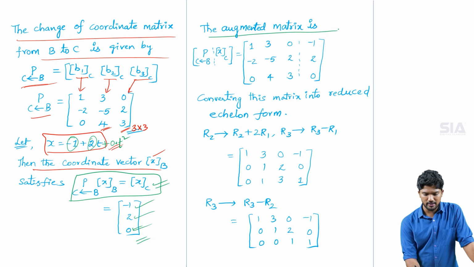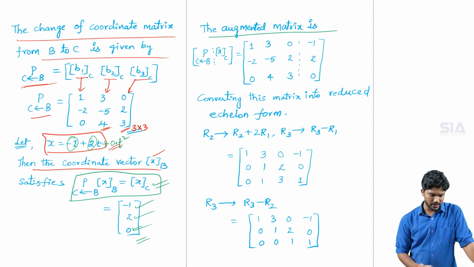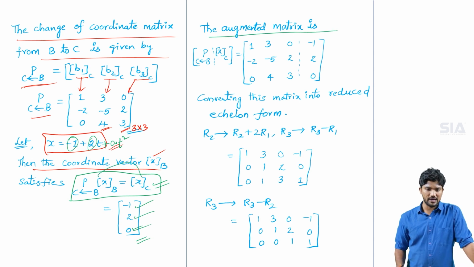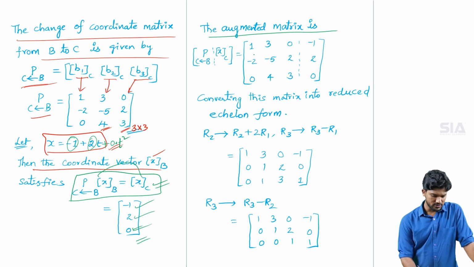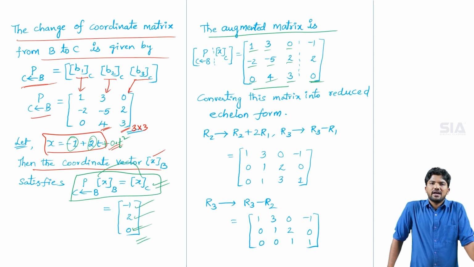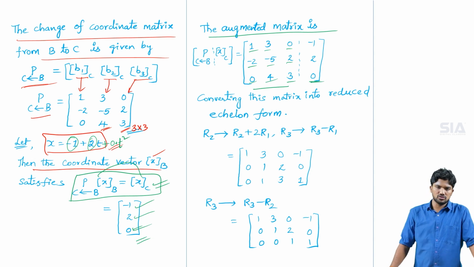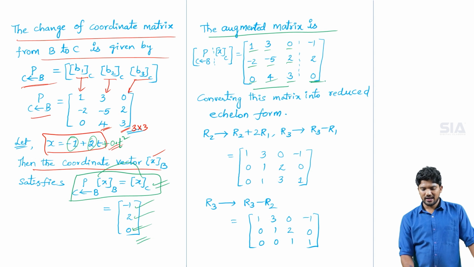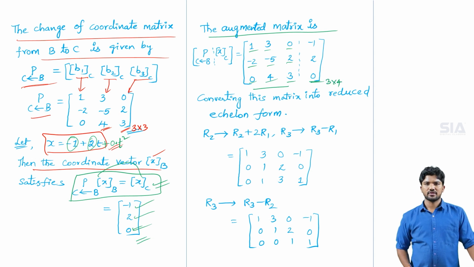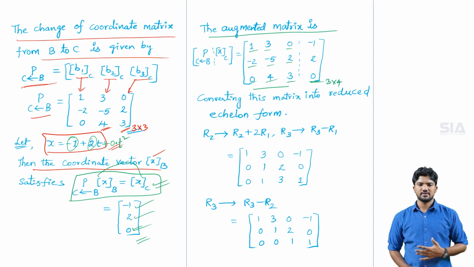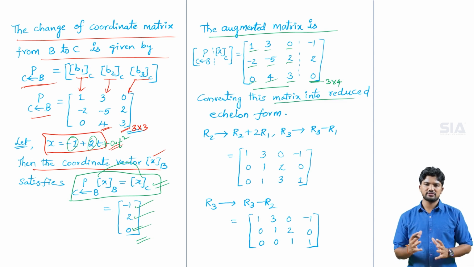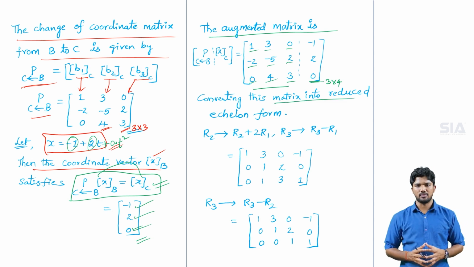So now the augmented matrix is given by the augmented matrix for these two values, LHS and RHS. For that, 1, minus 2, 0; 3, minus 5, 4; 0, 2, 3. This one is the change of coordinate matrix from B to C, and this one is the coordinate matrix of x with respect to capital B. For those two, it is one rectangular matrix, 3 rows and 4 columns. To obtain the required condition, we convert this matrix into reduced echelon form by applying elementary row operations.